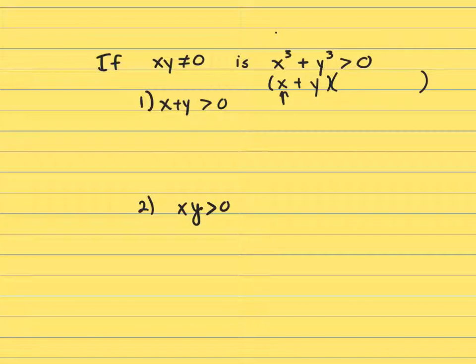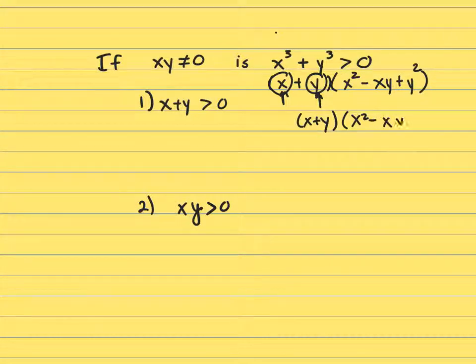Square your first term, x squared. Opposite sign. Multiply that term times that one. Ignore the signs. xy. Last one's positive. Square your y. So that ended up being x plus y times x squared minus xy plus y squared.